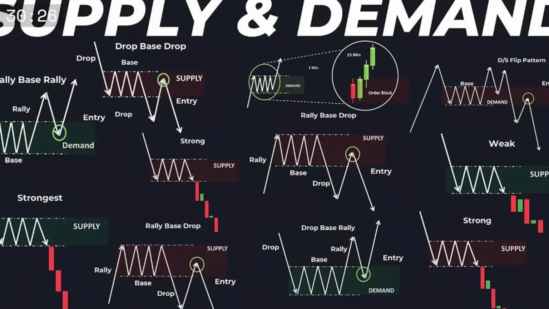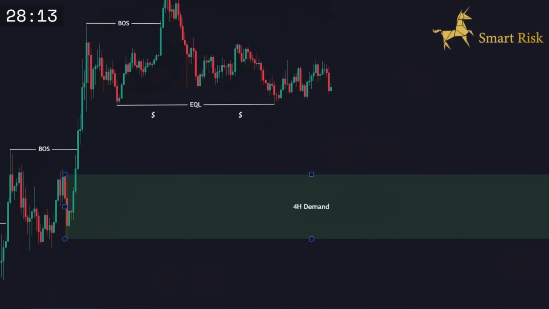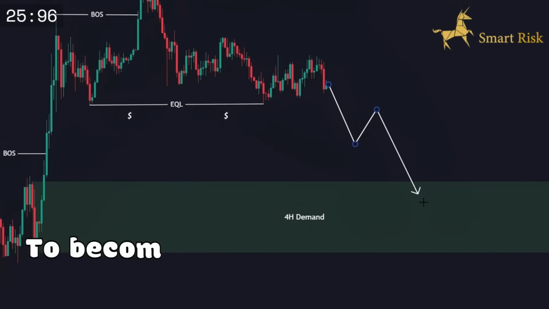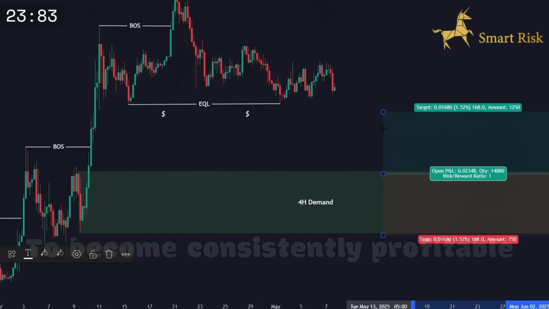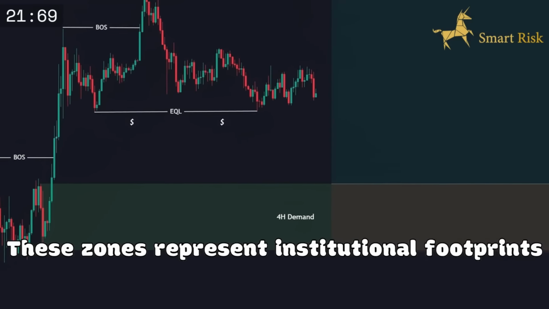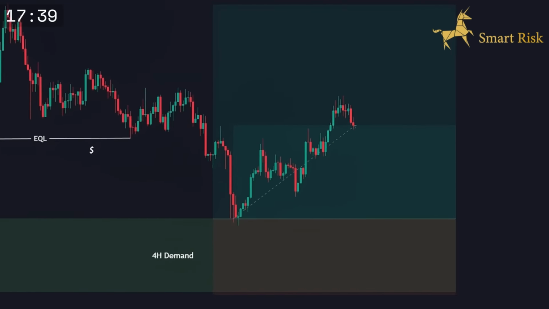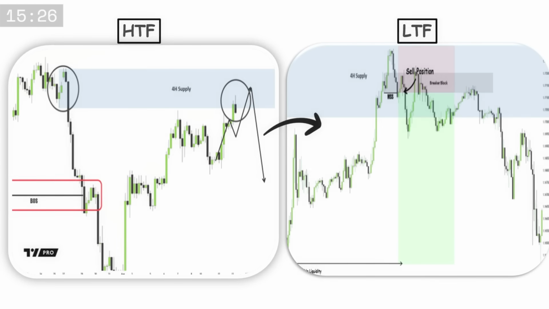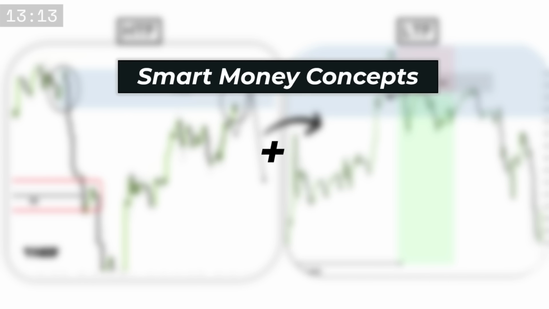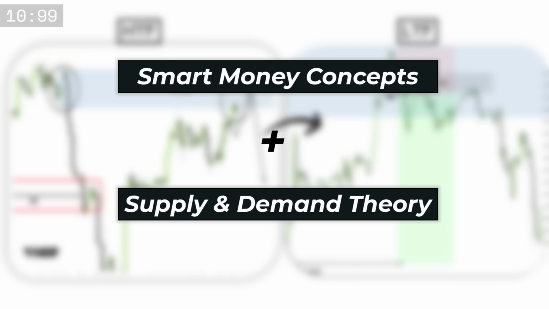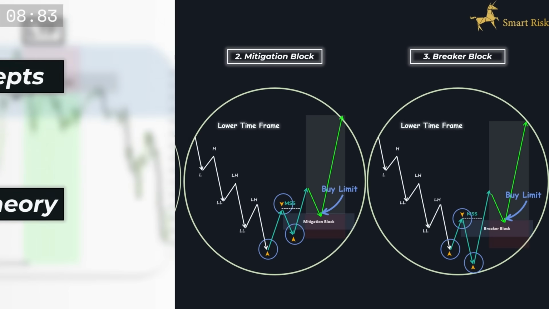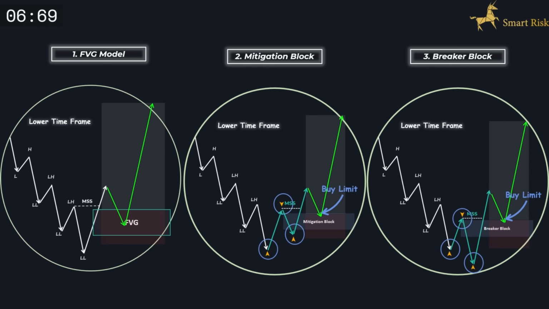Correctly combining supply and demand zones with your trading strategy is one of the most powerful ways to become consistently profitable. These zones represent institutional footprints, giving you stronger confluence and clearer trade direction. That's why in today's video, I'm going to share an advanced trading plan that combines smart money concepts with supply and demand theory into one complete trading model, featuring multiple entry methods to help you catch A-plus trades.